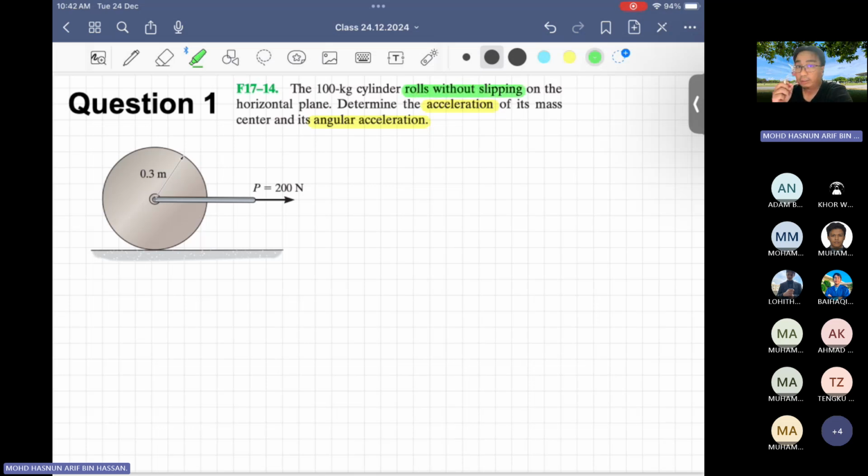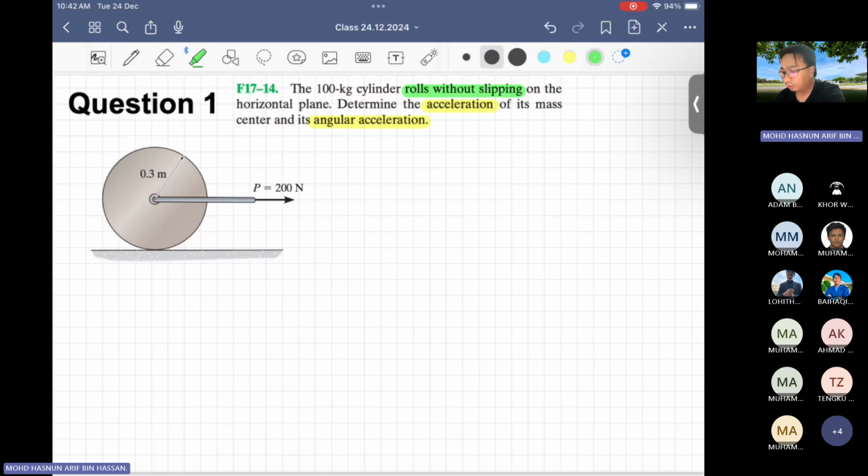Although the friction coefficient mu is not given, when it says rolls without slipping, you know that for this question you should consider friction. However, mu is not given, so that is one thing that you need to find as well. To calculate the acceleration and angular acceleration, you need to know the value of mu. So this is one of the parameters that you need to calculate.